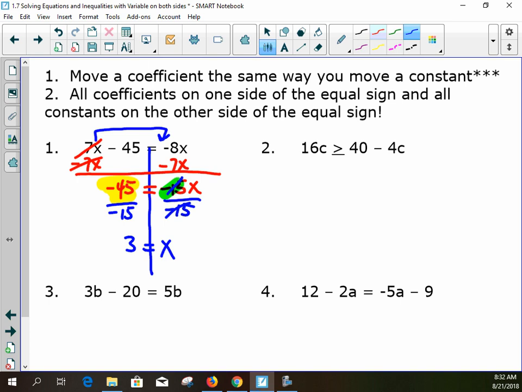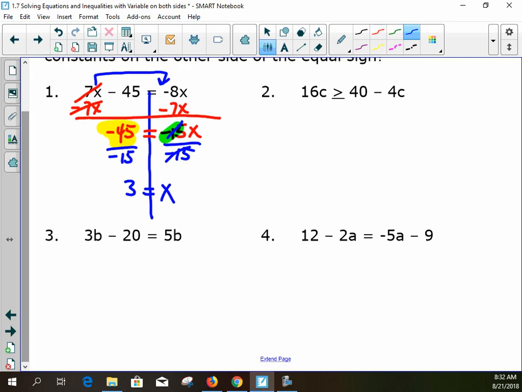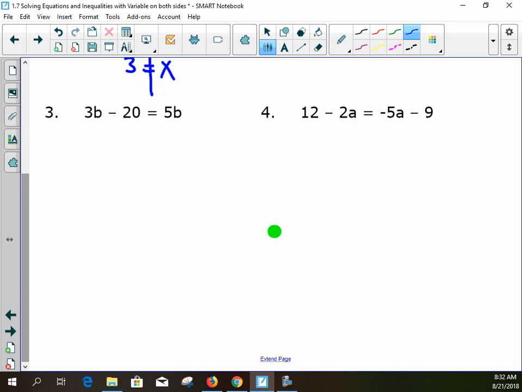Now, for the sake of the video, let's go to number 4. Now, when I get to number 4, I have a decision to make. Here's a number with a letter. Here's a number without a letter. So there's not one thing. You could move whatever you want. You could move the 2a. You could move the 12. You could move the 5a. You could move the negative 9.